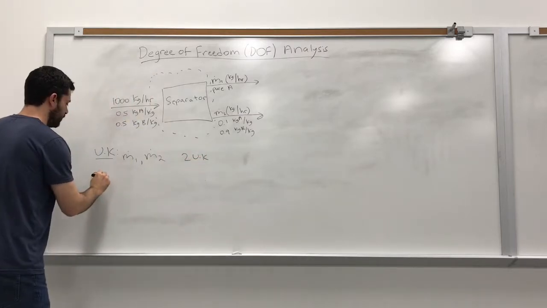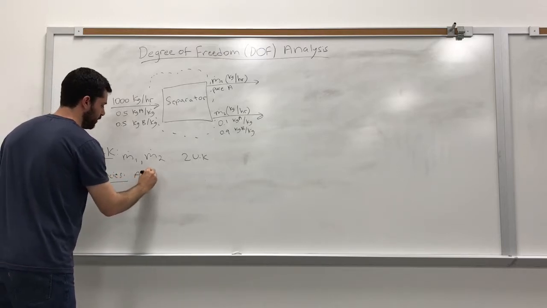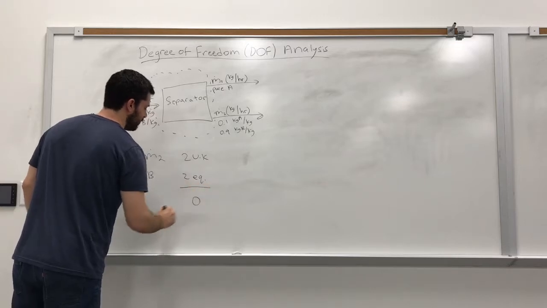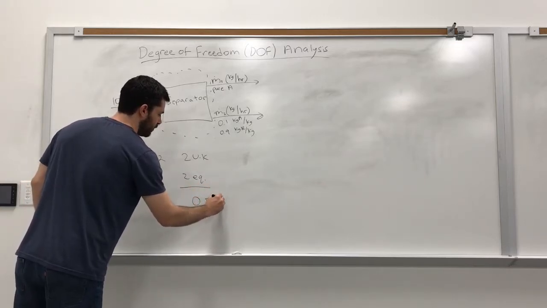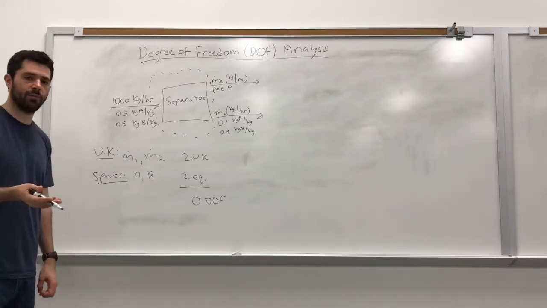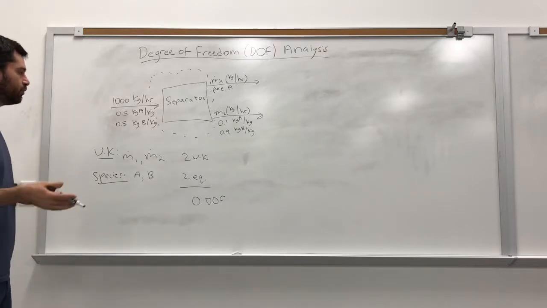We have two species, A and B. So two equations, meaning we have 0 degrees of freedom, and we can get a unique solution to this problem. And I'll do an example of that in another video, something similar to this where you can actually see how to go through the solution.